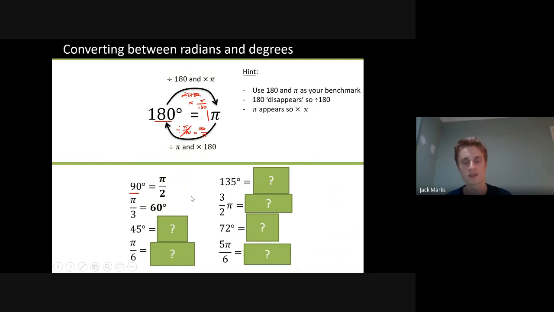Okay, just pause the video here for a moment and have a quick think about what the equivalence would be moving between degrees and radians and radians and degrees. You can do this with a calculator if you like, but you may find it's actually easier to just connect things to 180 and pi.